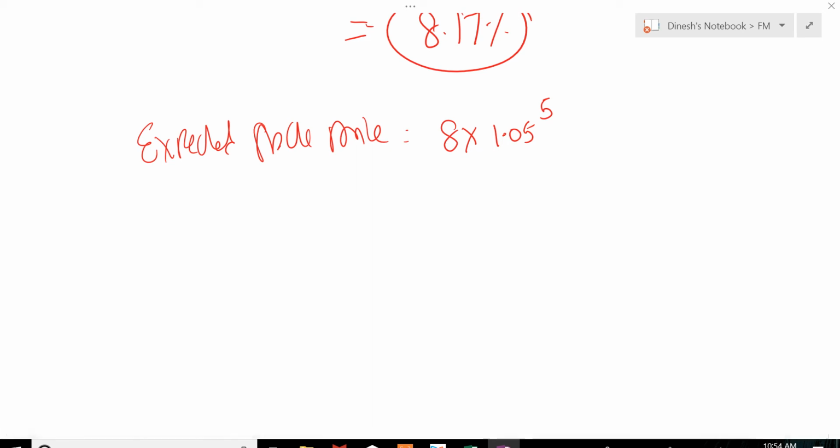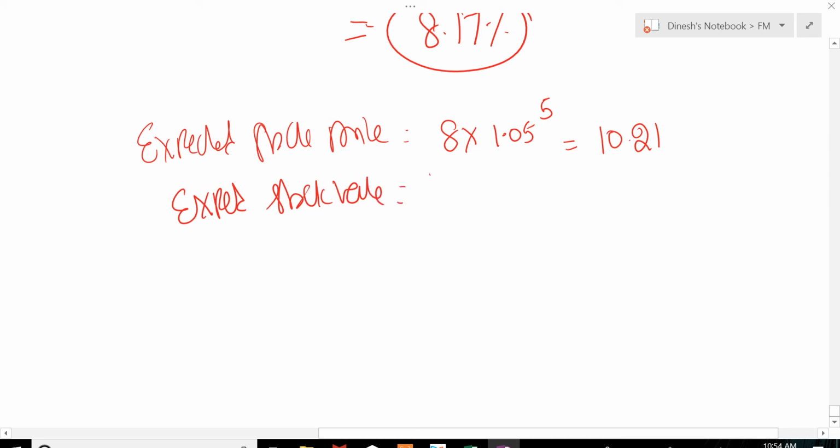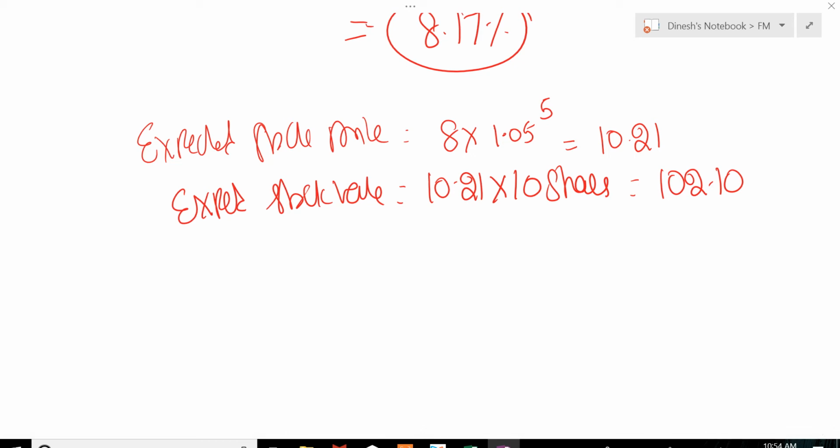So after 5 years, this is the expectation. Whether this happens or doesn't happen, I'm not bothered, because today I'm doing the calculation, and when I do the calculation today, this is my expectation. 8 into 1.05 the whole power 5. Can you tell me what this value is? 10.21. Now please listen. Expected stock value: 10.21 into 10 shares, since every bond will give you 10 shares. So you will get a value of 102.10. Now it's your wish whether you want to take 102.10 or 100, because on redemption you will get 100 or 102.10, whichever is higher.